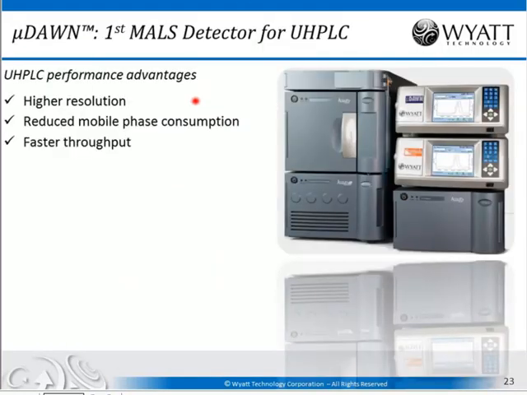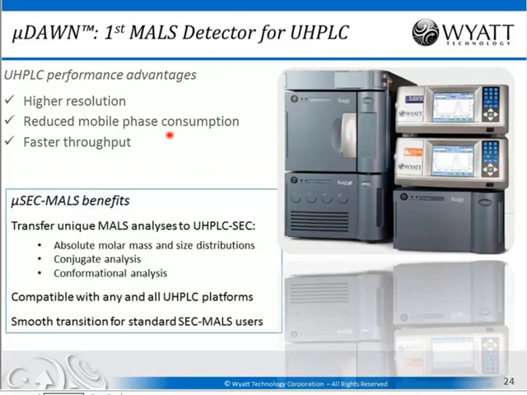If you're familiar with ultra-high performance liquid chromatography, UHPLC, you know that has certain advantages: higher resolution, reduced mobile phase consumption, and faster throughput. And we have recently announced the Microdon, which is the first moles detector for UHPLC. And it takes all of the benefits that I just described for utilizing moles with SEC to the world of UHPLC.